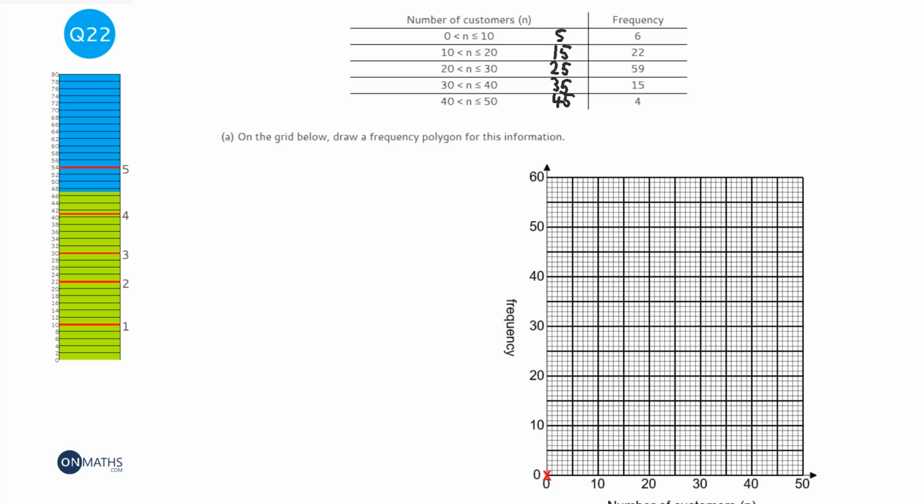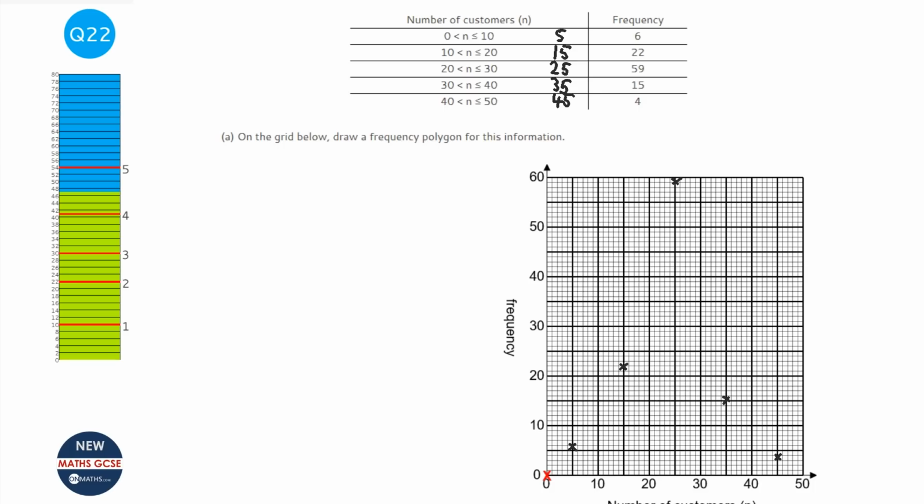So the first one's going to be at 5, and it's going to be 6 high. It's going to be like that. Next one's 15, 22. So 22 would be about there. 25, 59, so 59 would be right up here. 35, 15. A little bit lower than that, but that's fine. 45, 4. Now we're only halfway done, and my points aren't exact because the screen I'm using isn't the most precise, but it's good enough.